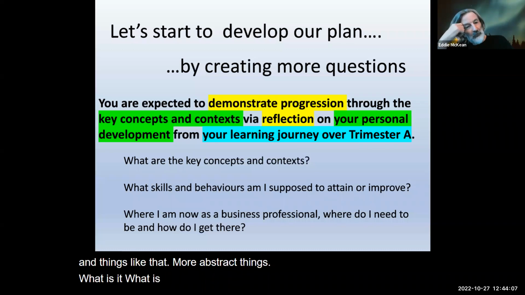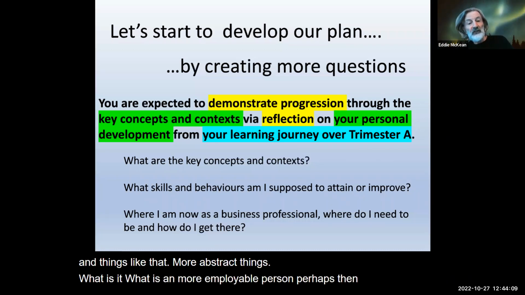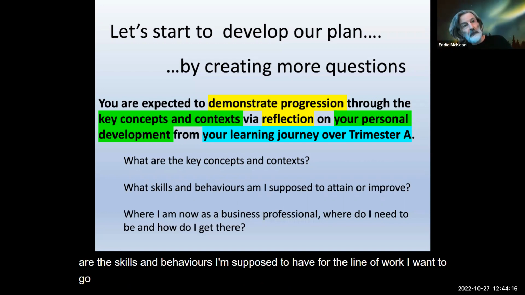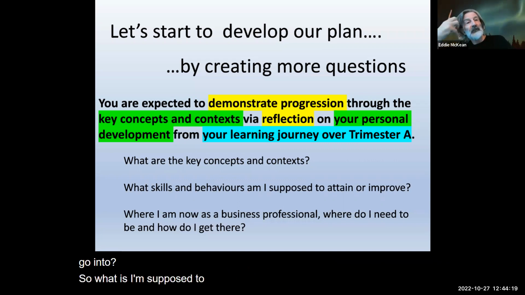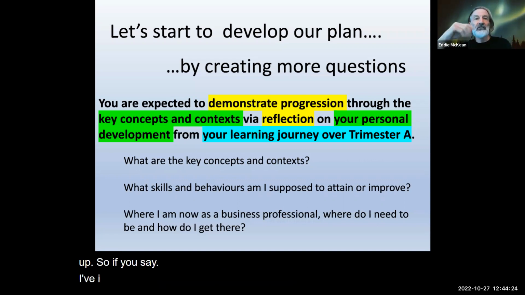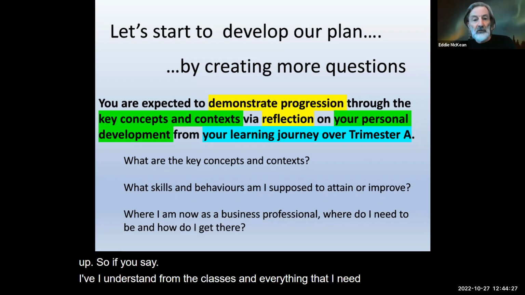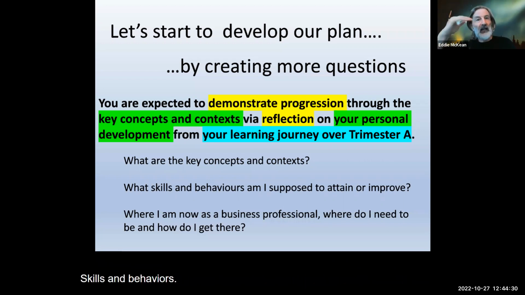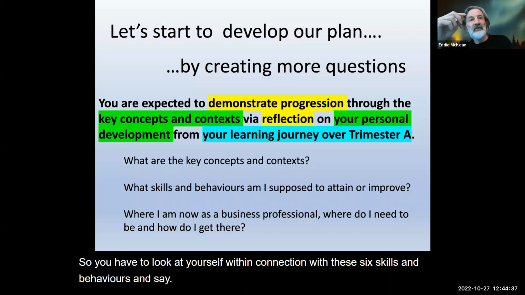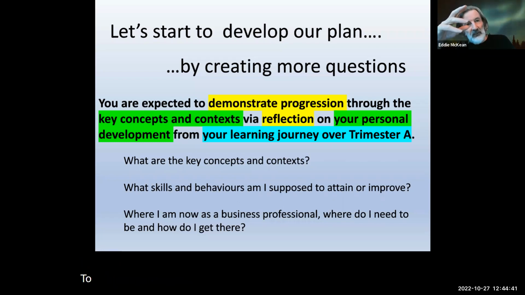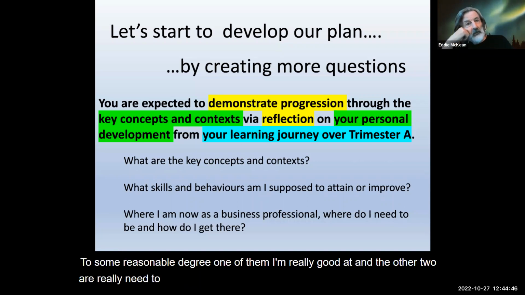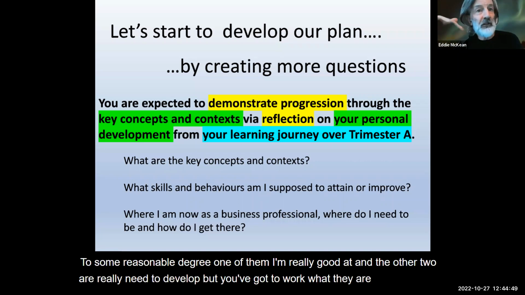What is a more employable person, perhaps? Then, of course, what are the skills and behaviours I'm supposed to have for the line of work I want to go into? Because that allows you to measure up. So if you say, I understand from the classes that I need these 6 skills and behaviours, you have to look at yourself in connection with them and say, 3 of them I have to some reasonable degree, 1 of them I'm really good at, and the other 2 I really need to develop. But you've got to work out what they are so that you can evaluate them. That's why you need to know.